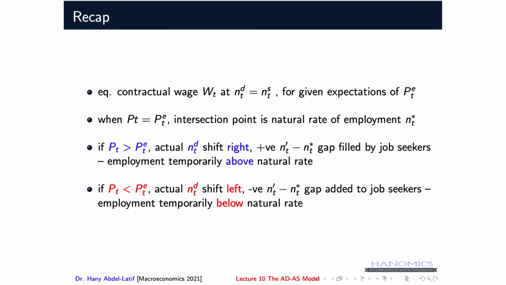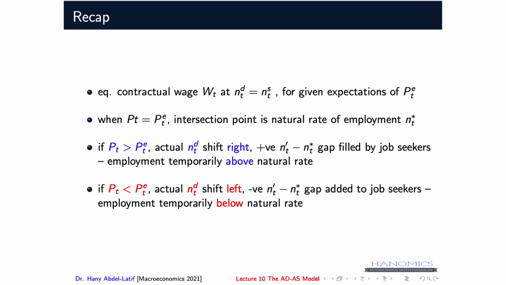the equilibrium point, or the contractual wage, the equilibrium W or nominal wage, is determined at the intersection point between labor supply and labor demand for a given level of expectation, or expected prices. Again, when the actual price equals the expected price level, this intersection point will denote the natural rate of employment, given that the variable we measure on the horizontal axis is employment, not unemployment.